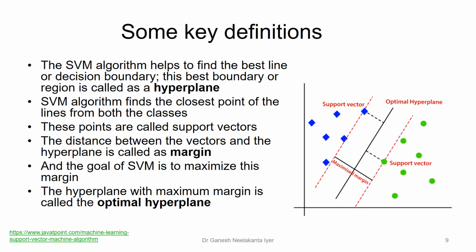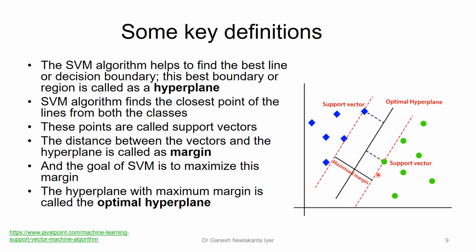Some key definitions. SVM algorithms help to find the best line or decision boundary, and this best boundary or region is called a hyperplane. Clear, guys? Now, the SVM algorithm finds the closest points of the lines from both the classes. These points are called support vectors. So you can see the support vectors, an example here, one example here.